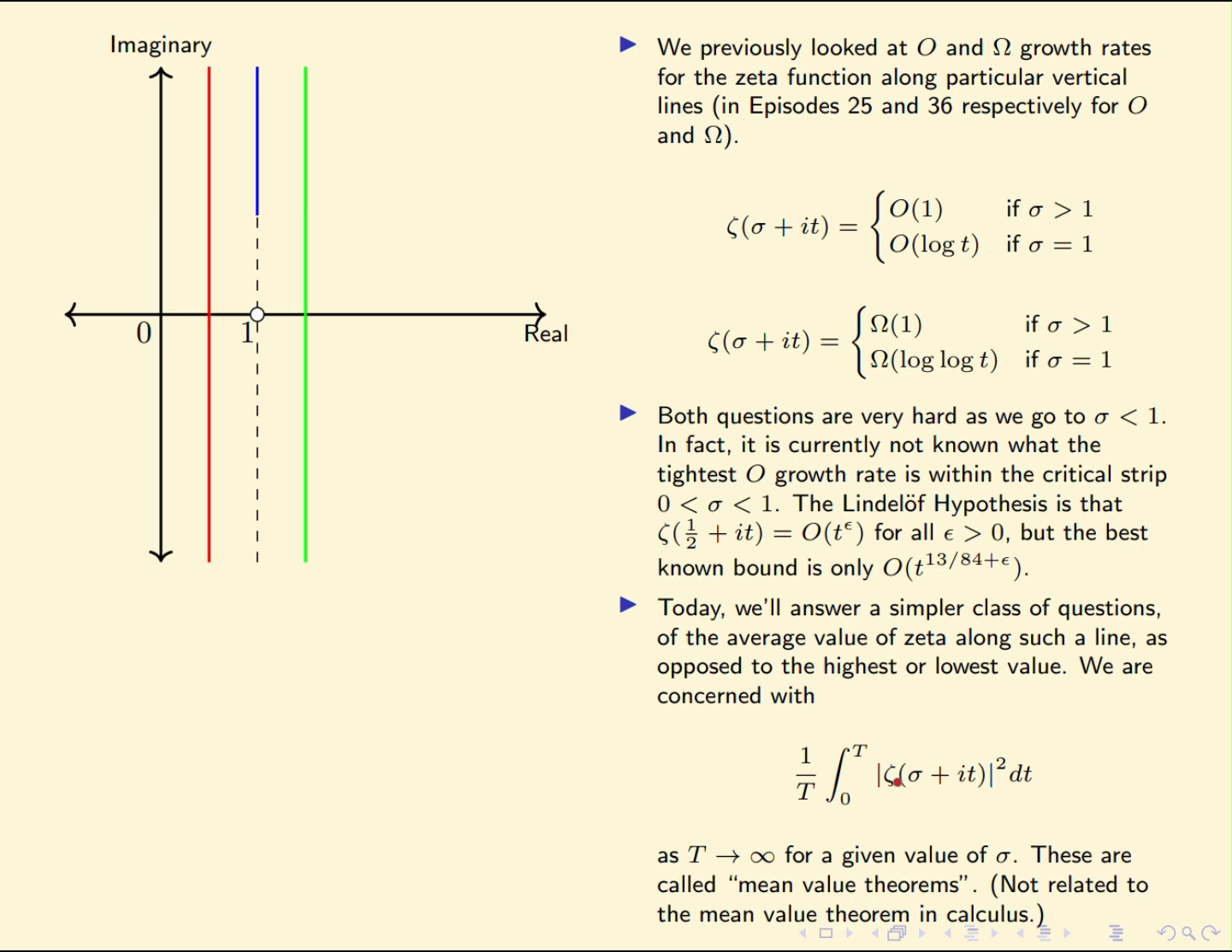that has been answered, or at least of this simple form has been answered, but there are still more general forms that we're not going to talk about today. The simpler class of questions concerns the average value of zeta along such a line as opposed to the highest or lowest value. So in particular, we're concerned with an integral of this form: 1 over T times the integral from 0 to T of the absolute value squared of zeta of sigma plus it dt, as T goes to infinity for a given value of sigma. And these theorems are known as mean value theorems. So it's not to be confused with the mean value theorem in calculus. It has nothing to do with that.